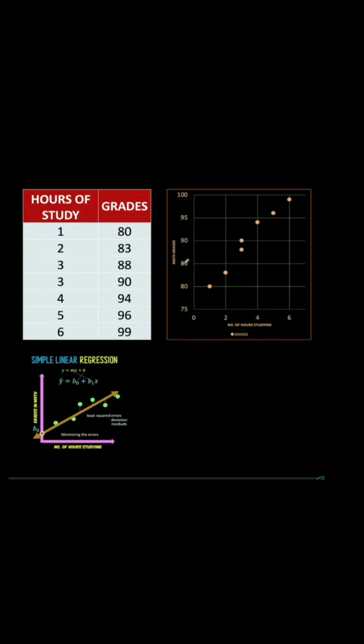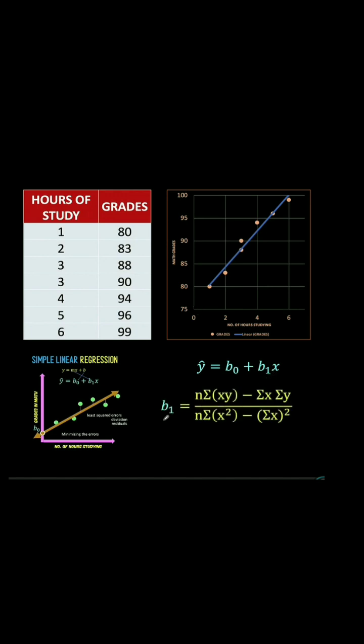In the vertical axis, we have the math grades. So 1 hour of studying resulted in a grade of 80, 2 hours, 83, and so on. When we say we are going to model this distribution by a regression line, we would like to find the equation of the line. And the equation of the line is in the form y cap equals b naught plus b sub 1 x, where b naught is the y-intercept, b sub 1 is the slope.